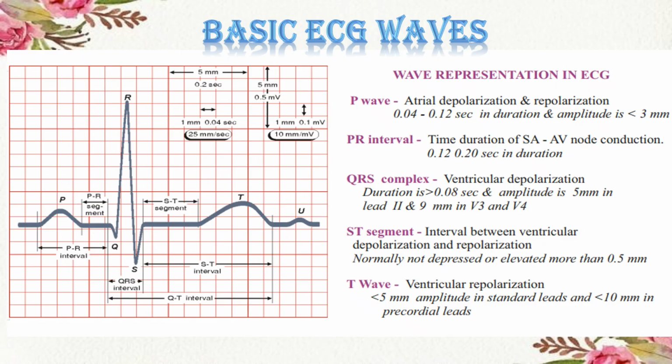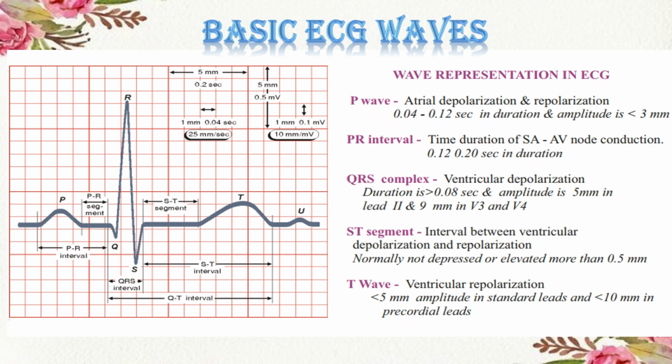Next component is the QRS complex, which represents the ventricular depolarization. The normal duration of the QRS complex is expected to be less than 0.08 seconds, and amplitude wise it is expected to be 5 mm in inferior leads and 9 mm in anterior leads. Next component is the ST segment, which is the interval between the ventricular depolarization and repolarization. Normally this is present on the isoelectric line, not depressed or elevated more than 0.5 mm.